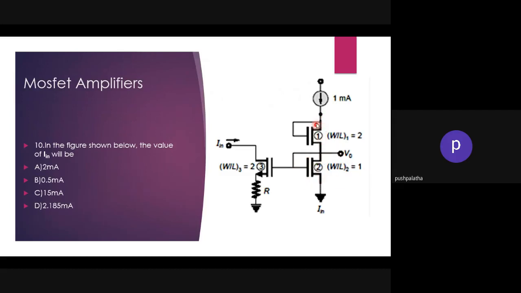As I told you, the first one has its drain and gate shorted, so it means it is in the saturation region. When it is in the saturation region, the device is completely on. When the device is completely on, it will act as a short circuit, so 1 milliamp current will flow here. Now the drain current of my second device is going to be what? Second device is going to be 1 milliamp, right?